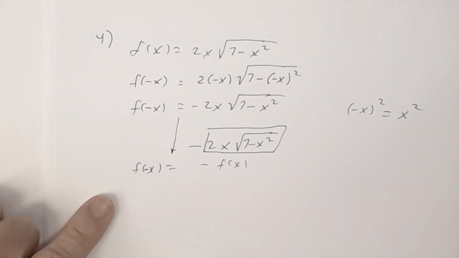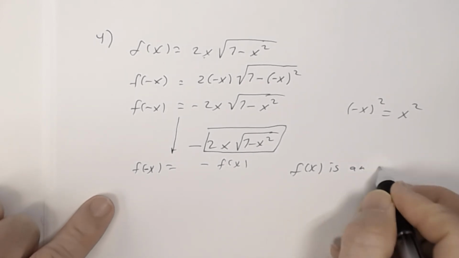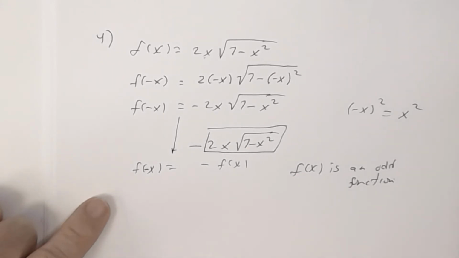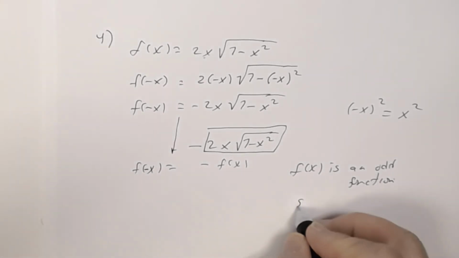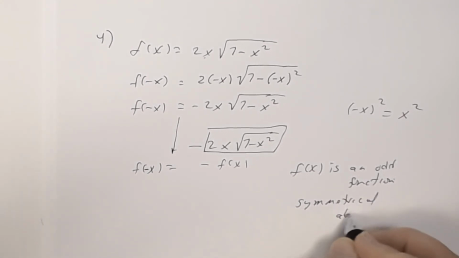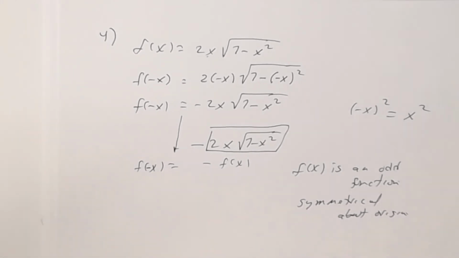All right, so therefore f of x is an odd function. So it's going to be symmetrical about the origin. Okay? All right, number 5.